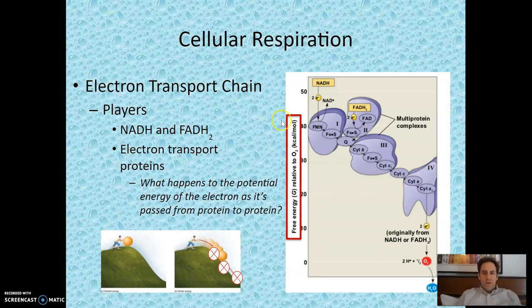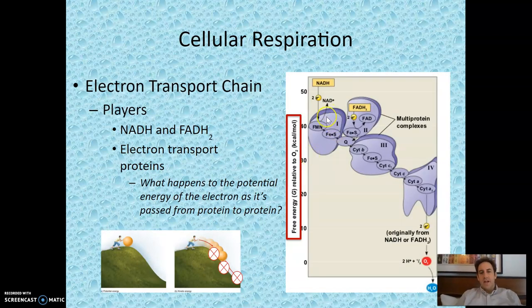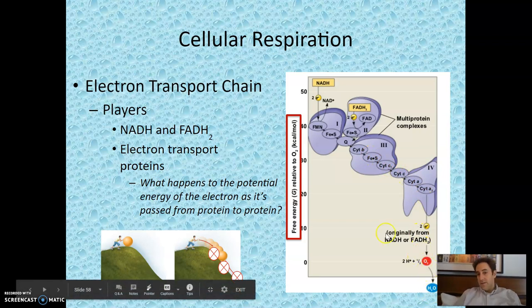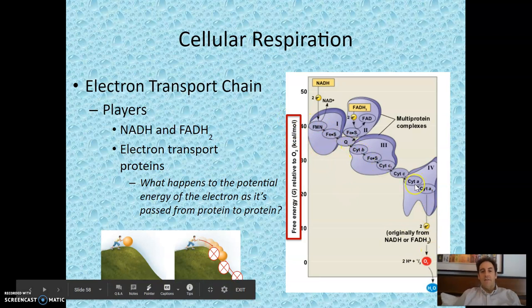What I want you to think about, though, is as these proteins are drawn in a row here, here's just another diagram that shows those proteins almost like a graph where it converts the free energy relative to oxygen. And you can see that NADH has the highest, but then each protein is slightly lower, and then oxygen has the lowest. And so essentially, as electrons are passed from NADH through these series of proteins to oxygen, energy is given off. And again, this hill analogy is a useful one.